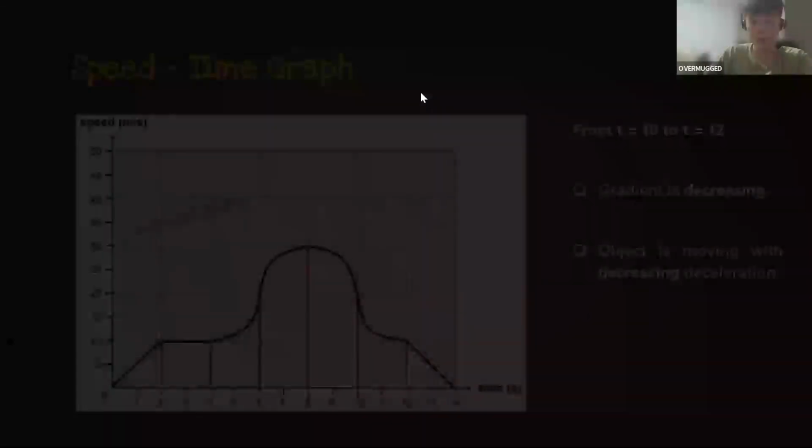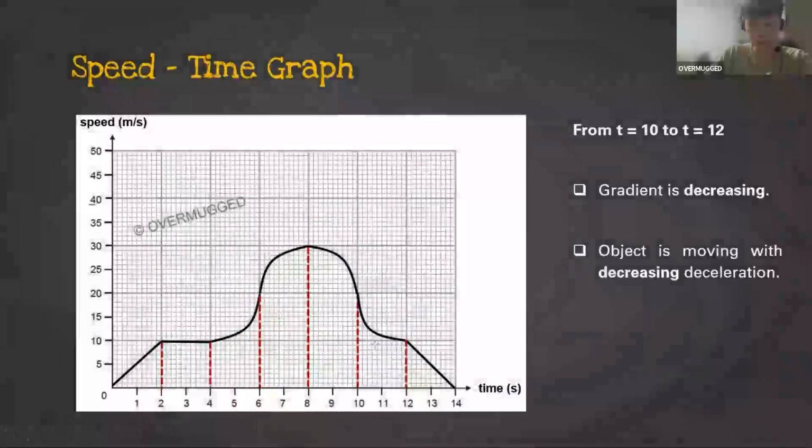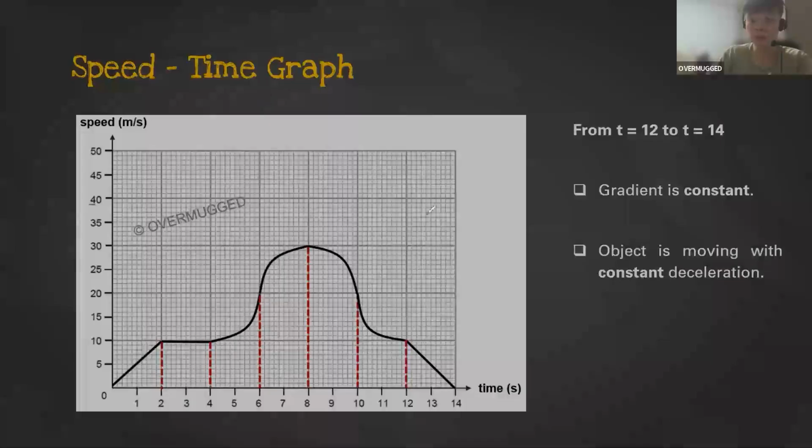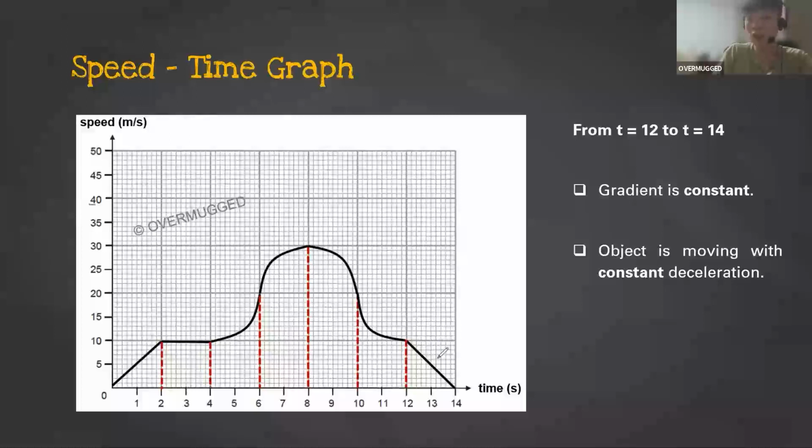And then over here, my slope is getting more gentle. Therefore, gradient decreasing. My object is moving with decreasing deceleration. And then the last one, T12 to T14. My gradient is constant. Object is moving with constant deceleration.